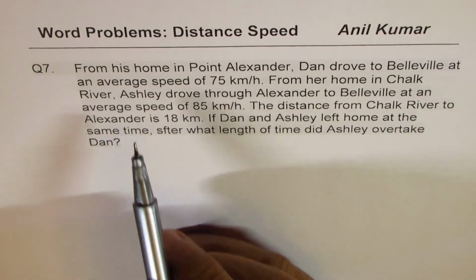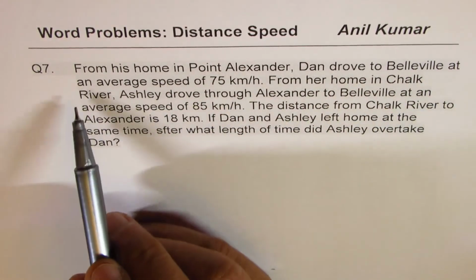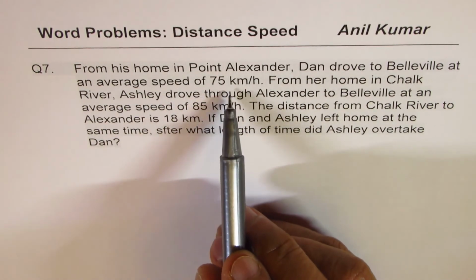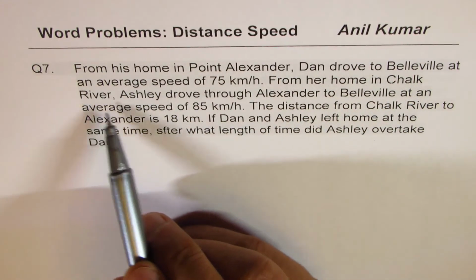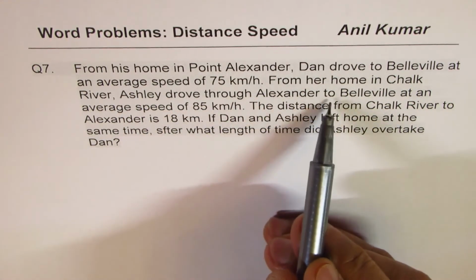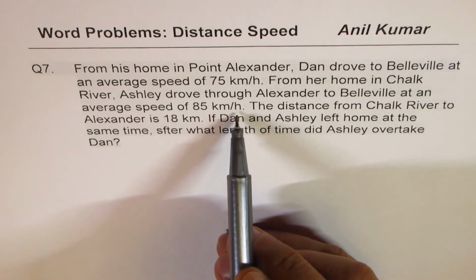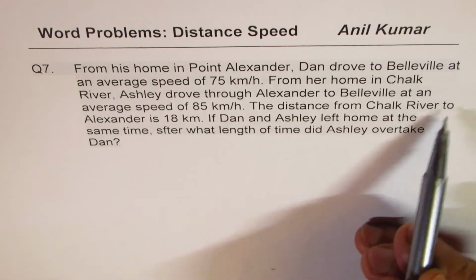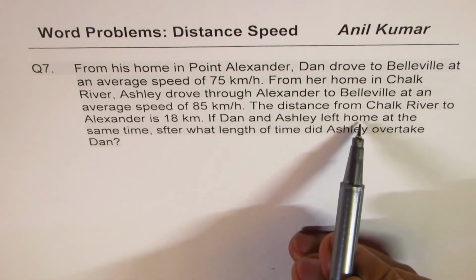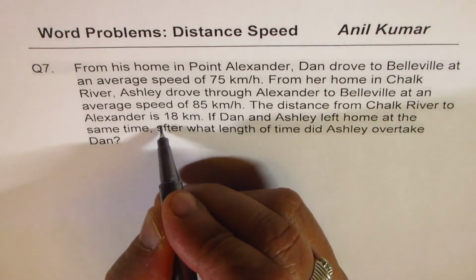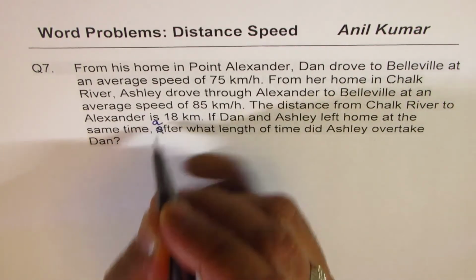Question number 7 is, from his home in Point Alexander, Dan drove to Belleville at an average speed of 75 kilometers per hour. From her home in Chalk River, Ashley drove through Alexander to Belleville at an average speed of 85 kilometers per hour. The distance from Chalk River to Alexander is 18 kilometers. If Dan and Ashley left home at the same time, after what length of time did Ashley overtake Dan, right? So that's the question for you.